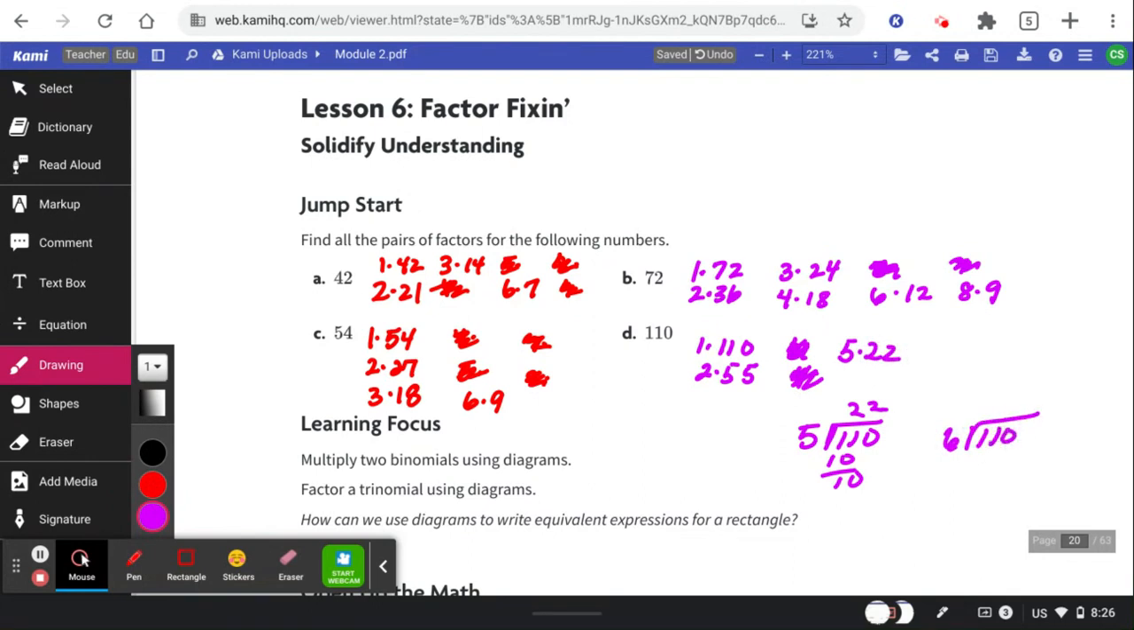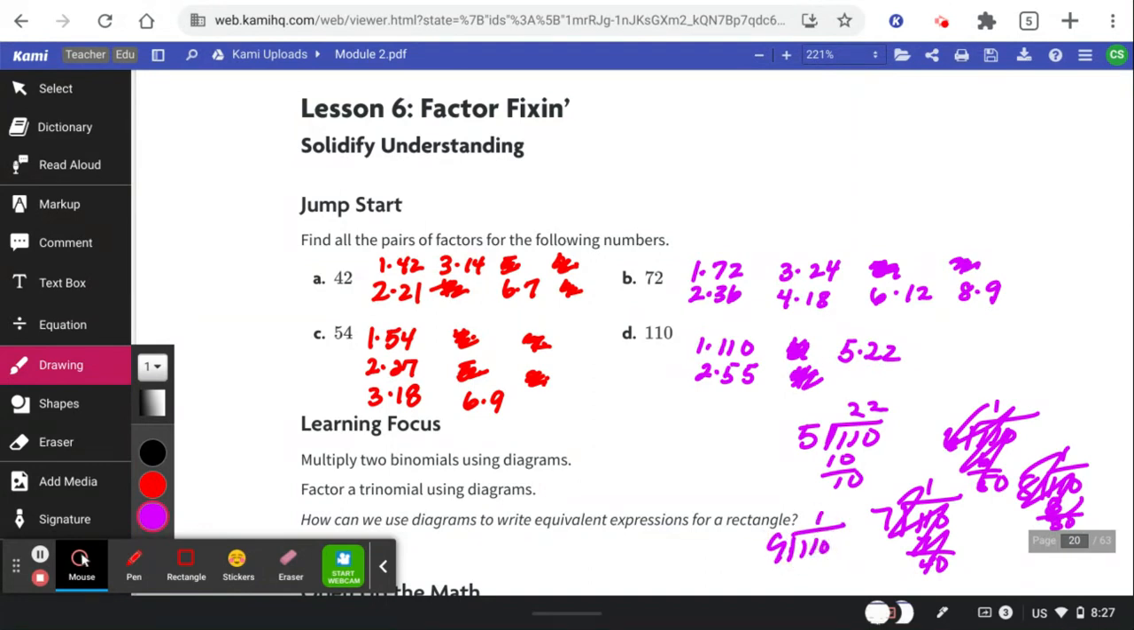6 doesn't go in. 7 doesn't go in. 8 doesn't go in. 9 doesn't go in. So we're already done with 1 times 110, 5 times 22, 2 times 55.